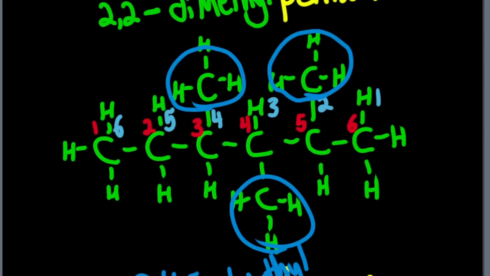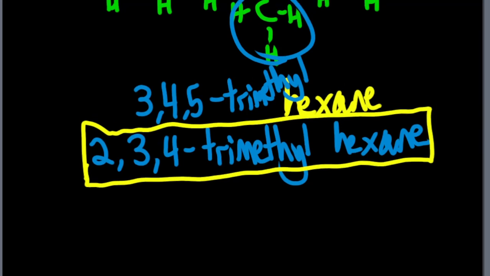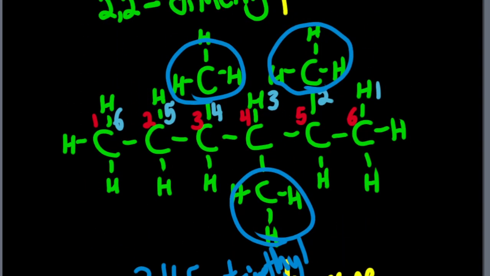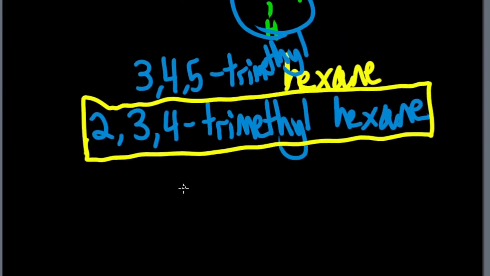And because I have 9 carbons in total, and every one of them is saturated, my formula for this is going to be C9H20.